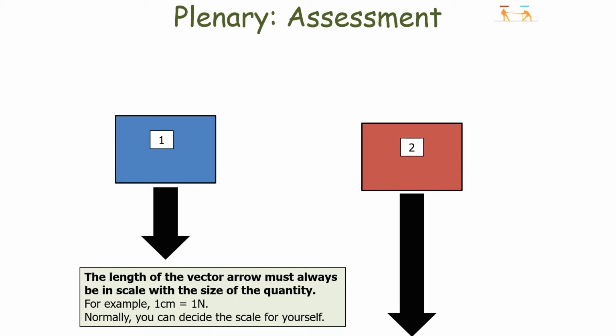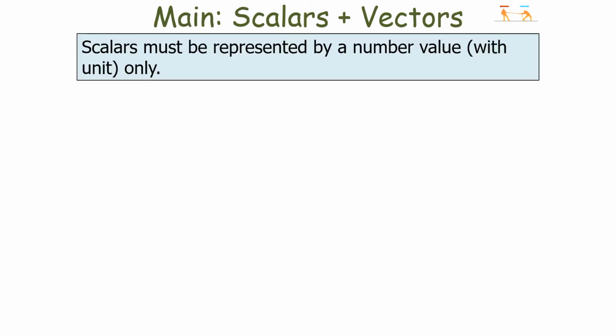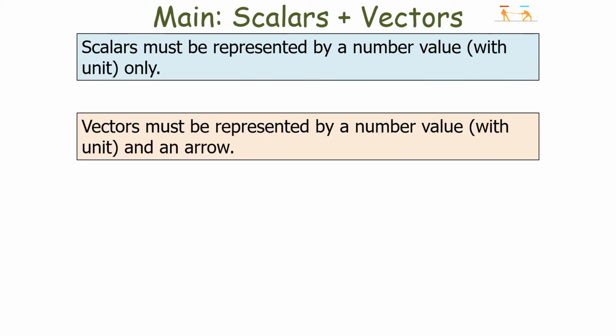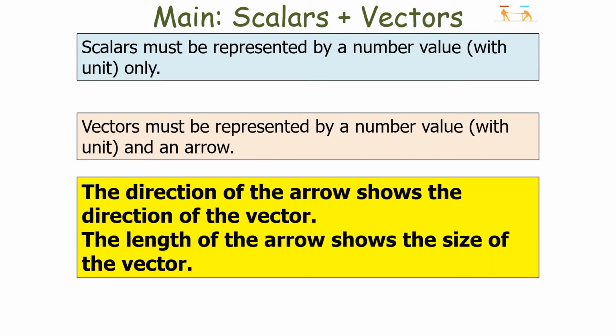Now we know that the length of the vector arrow must always be in scale with the size of the quantity. So for example, you could use a scale of 1 centimeter equals 1 Newton, and normally in most questions you can set the scale for yourself. So scalars must be represented by a number value with the unit, but vectors must be represented with a number value and an arrow. Now the direction of the arrow shows the direction of the vector, the length of the arrow shows the size of the vector.